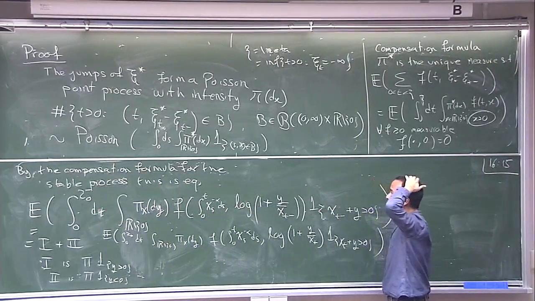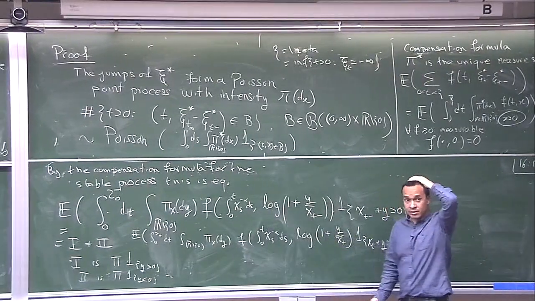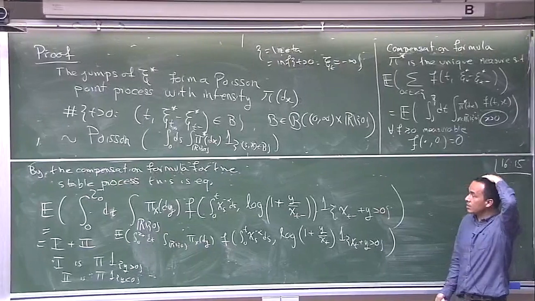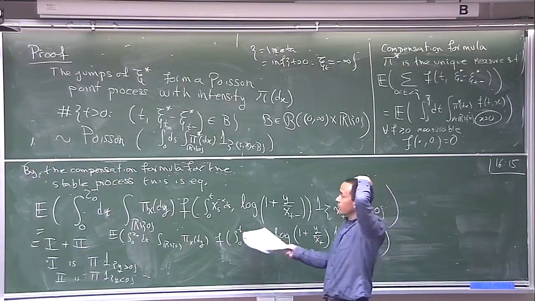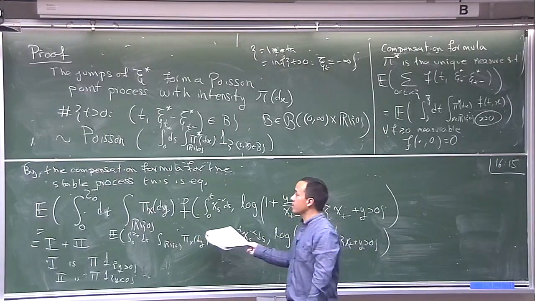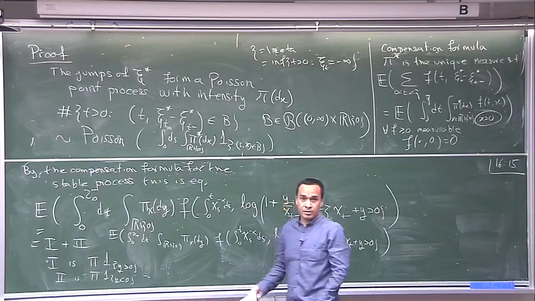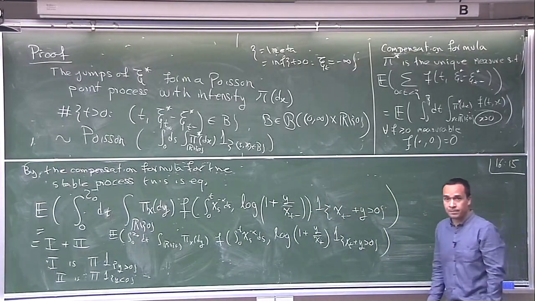Well, I like this calculation because it's something that can also be done in a general setting, for a general d-dimensional stable process. Of course, everything becomes nastier because we will be working with a d-dimensional measure. But other than that, the same calculation works in general.